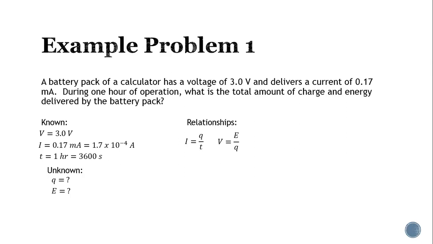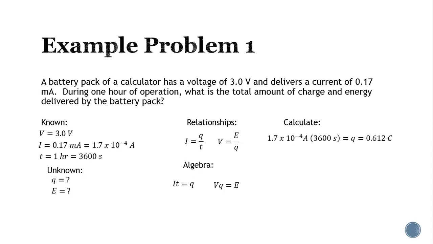We do know relationships for Q, T, E, V, and I. That I is equal to Q over T, basically the current is equal to charge over time, and the voltage is equal to energy per unit of charge. So I'm going to solve for charge first. If I solve for charge in the first equation, I get I times time equals charge. If I solve for energy using the second equation, voltage times charge gives me energy.